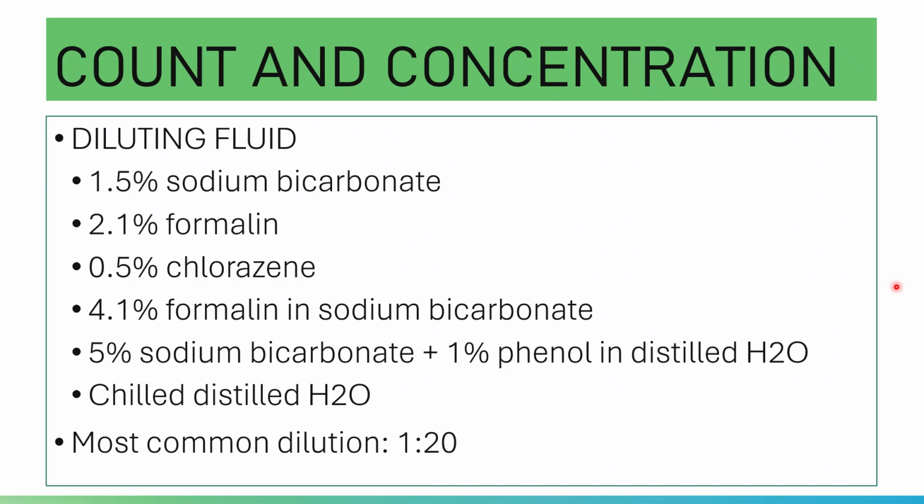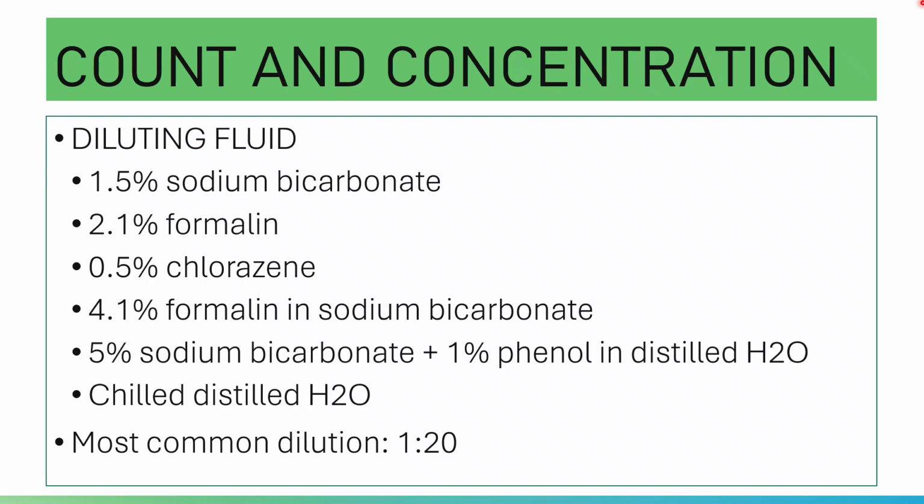In using the WBC Thoma pipette, you aspirate semen up to the 0.5 mark, and then you aspirate chilled distilled water, or the diluting fluid, up to the 11 mark. With that, you'll have a 1:20 dilution. Your dilution factor there is 20.